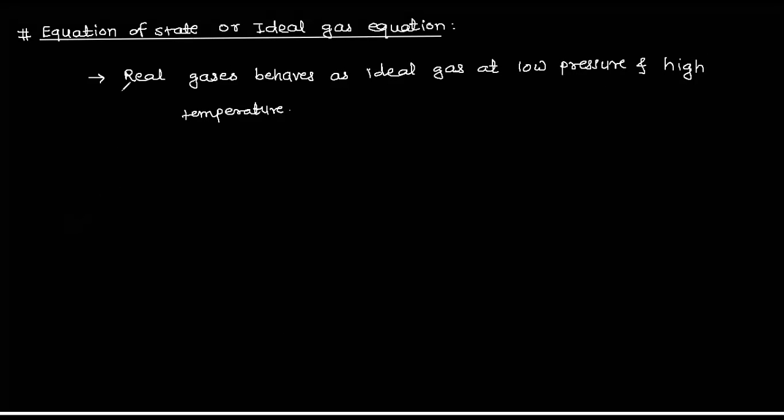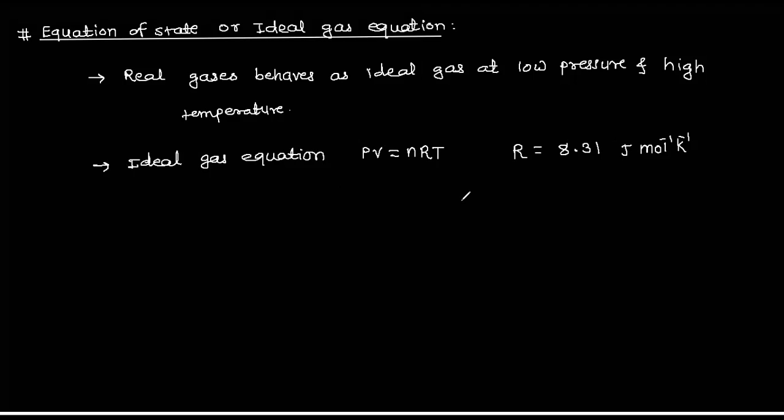Now, ideal gas equation. What is the ideal gas equation? PV is equal to nRT. So what is the R value? R is equal to 8.31 joule mole inverse Kelvin inverse.